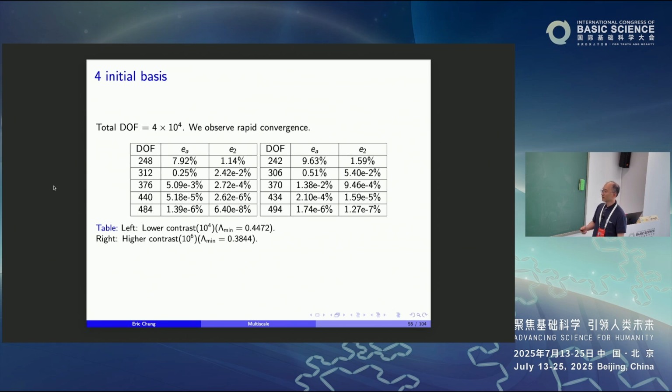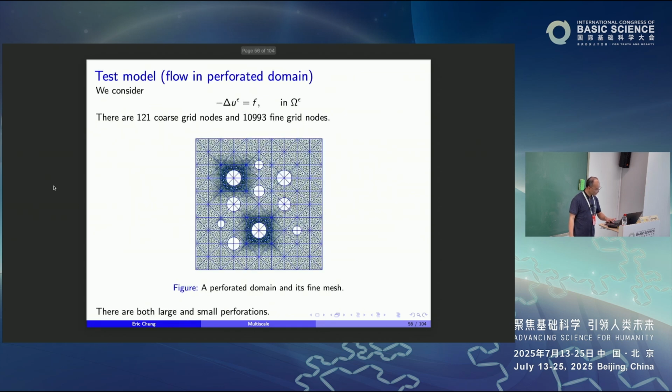So that's why this scheme can be very useful in cases like this. To show this, I just point to this example. We have this flow in a perforated domain, and this is the domain. It contains some perforations. And in order to form the fine grid, this is the number of fine grid nodes. And for our coarse grid, we have about 121 coarse grid nodes.